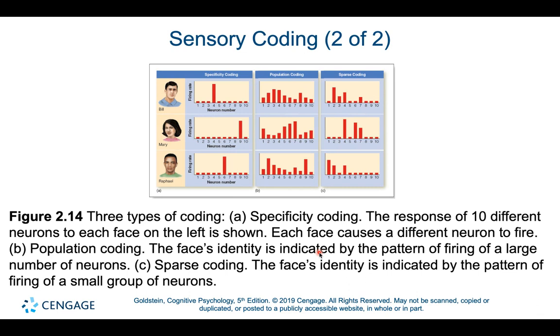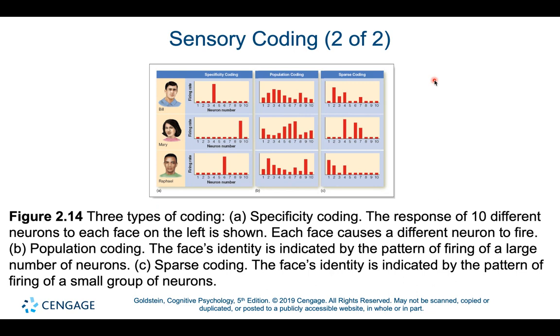So this is what it might look like. In specificity coding, neuron number 4 might be responding to Bill, neuron 9 responds to Mary, neuron 6 responds to Raphael. If we looked at a larger network of population coding, then these 10 neurons might fire in this particular pattern only to Bill. These 10 neurons might fire in this particular pattern only to Mary. These 10 neurons might fire in a particular pattern only to Raphael. And the same is true for sparse coding. So this is how your brain represents the outside world. It uses a combination of specificity coding, population coding, and sparse coding to determine what is in the world around it.